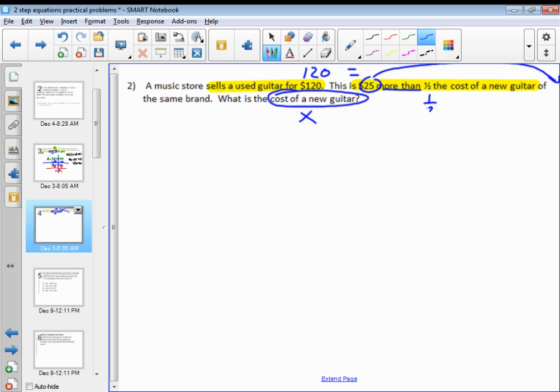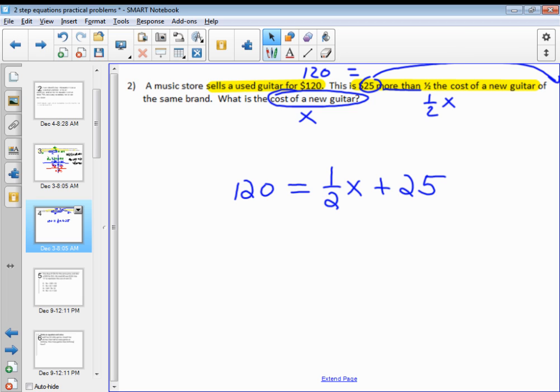So when I write my equation, I'm going to have 1/2 x. X is the cost of your new guitar. So your equation is 120 equals 1/2 x plus 25. Now, I know we have not talked about when we have a fraction like 1/2 in front of the x. Turn 1/2 into a decimal. So 120 is going to stay the same, and 1/2 is the same as 0.5, or 5/10, x plus 25.